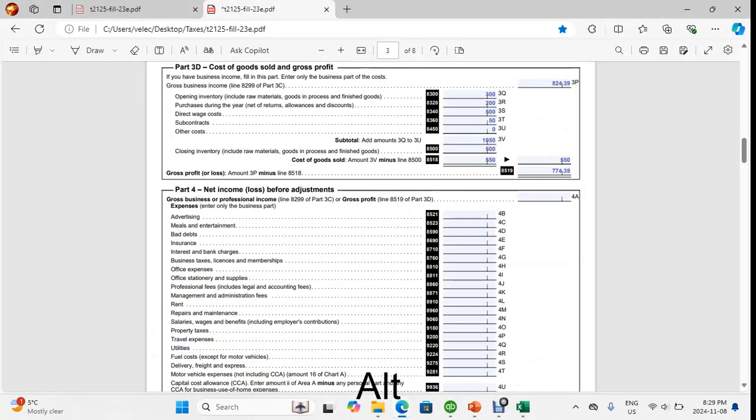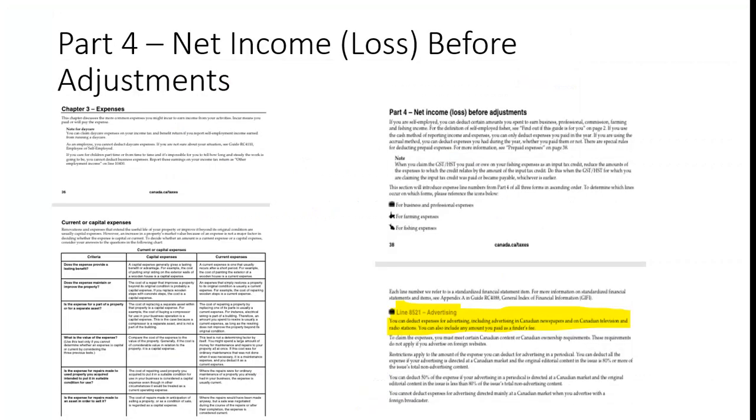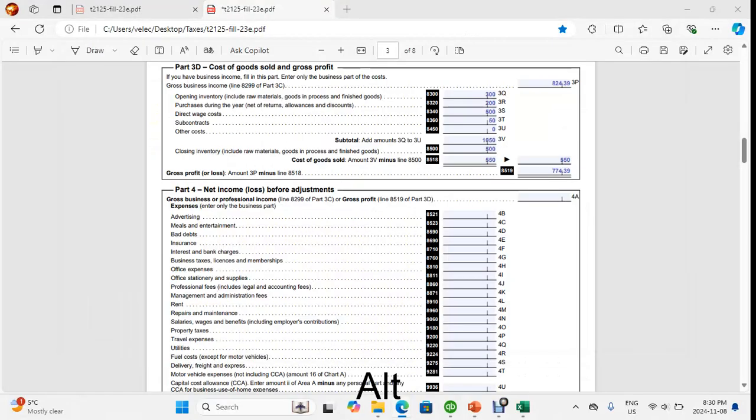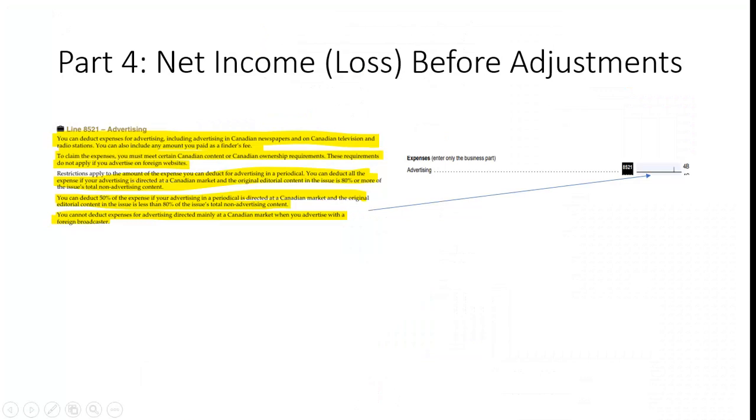Part 4, net income or loss before adjustments, starting with advertising. You can deduct expenses for advertising, including advertising in Canadian newspapers, Canadian television, as well as radio stations. You can also include any amount you paid as a finder's fee. To claim the expenses, you must meet certain Canadian content or Canadian ownership requirements. These requirements do not apply if you advertise on foreign websites.